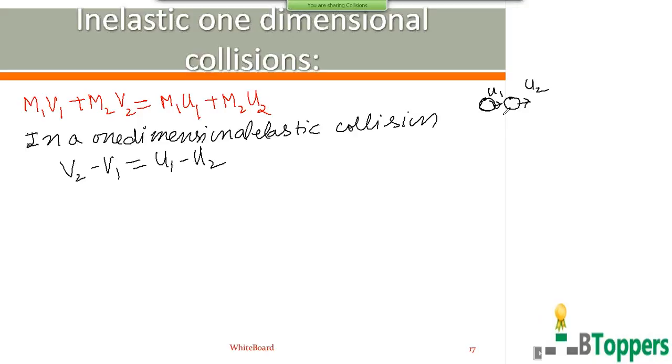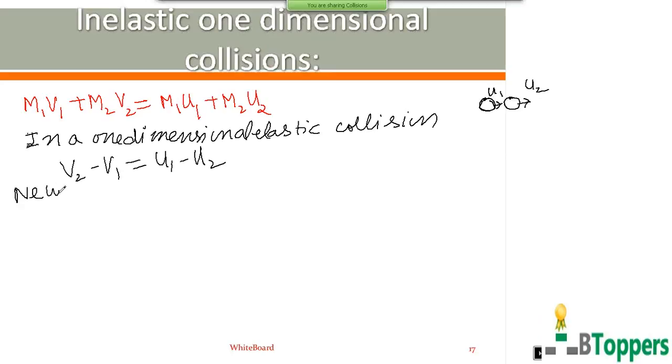So Newton, based on the experimental observations, concluded that for a given pair of solid spheres or colliding bodies, the ratio of the magnitude of the relative velocity of separation after collision and the magnitude of the relative velocity of approach before collision is found to be a constant for a given pair of colliding bodies.